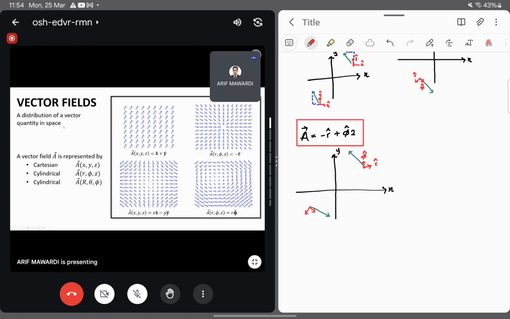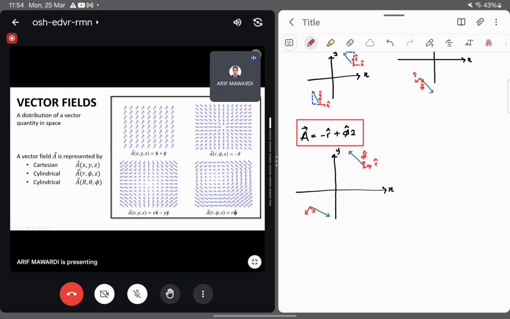Okay, so this is what a vector field looks like. If you want to represent a vector field mathematically, we can denote it like this. If I write A, this means that A depends on the location. Remember, what are x, y, and z? They are coordinate variables, and coordinate variables are used to define a location.